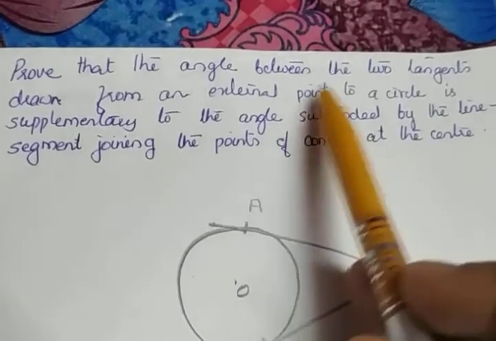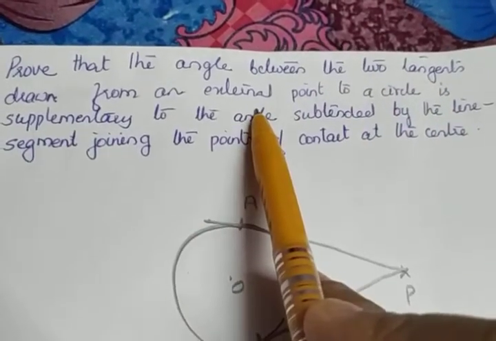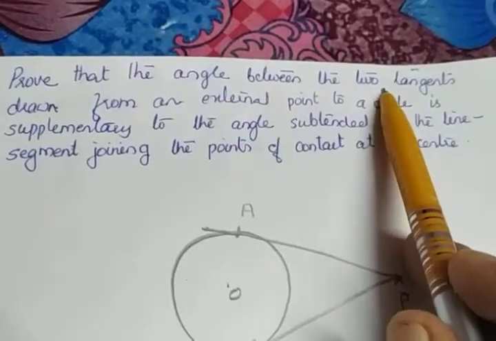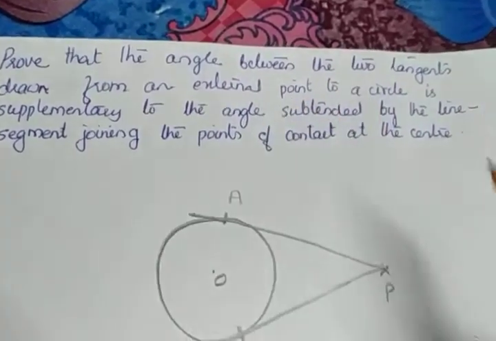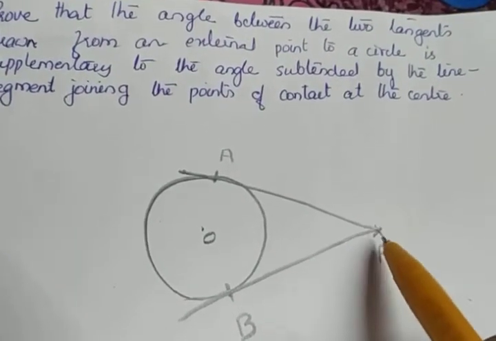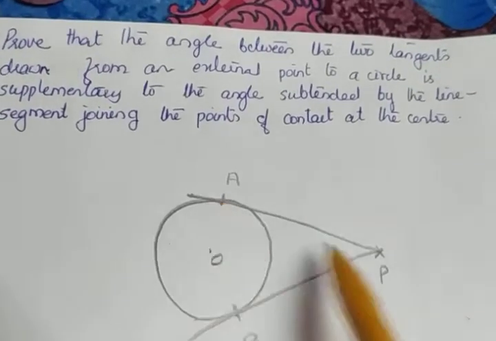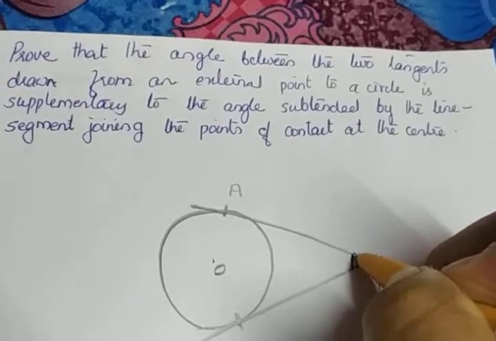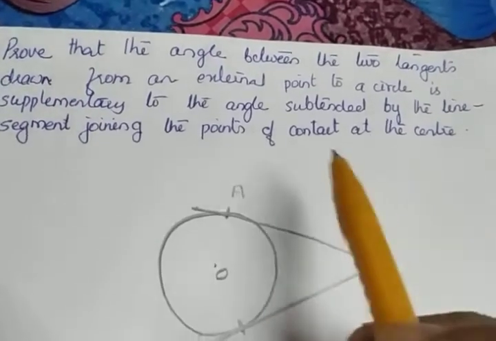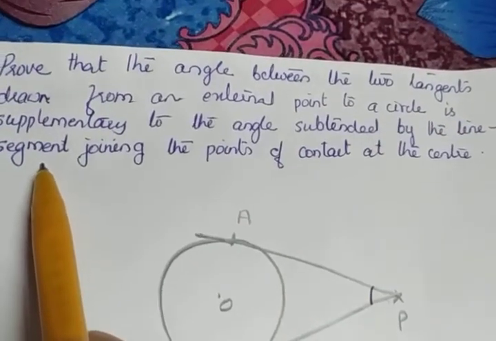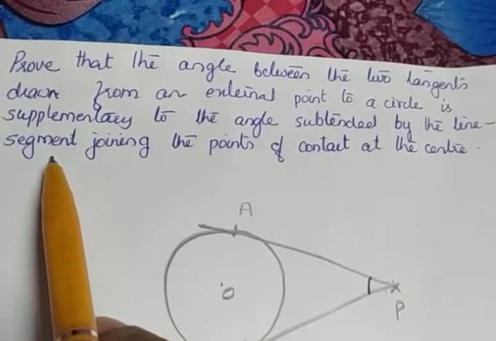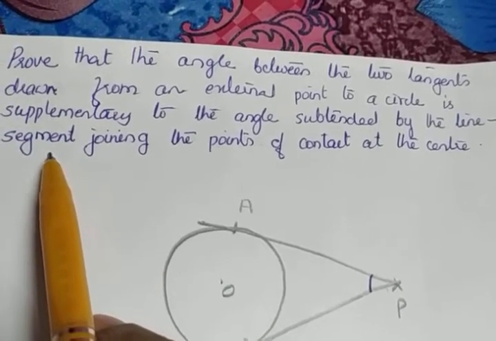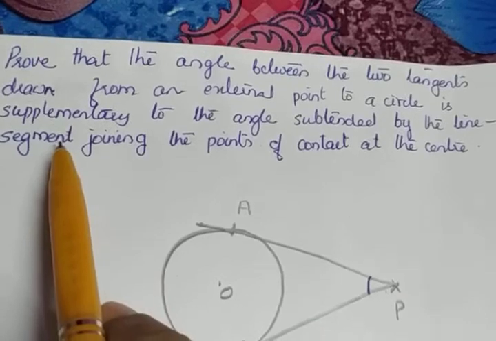Again read the sentence. Angle between the two tangents drawn from an external point. Which is the angle from the figure? Two tangents are PA and PB, isn't it? So the angle between two tangents is the angle mentioned in the question. Again, it is supplementary. Supplementary means two angles are said to be supplementary if the sum is 180 degrees. So one more angle must be there in the question.